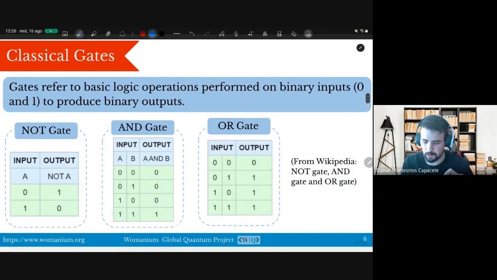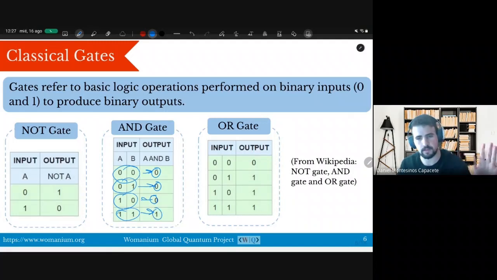It doesn't matter that much. Only know that for this gate, if you have 0 and 0, you get 0; 0 and 1, you get 0; 1 and 0, again you get 0. And if you have 1 and 1, you get 1. That's the AND gate, right? It takes two bits, classical bits. We are talking about classical gates right now. You take 2 bits, and the output is just 1 bit, following this rule.